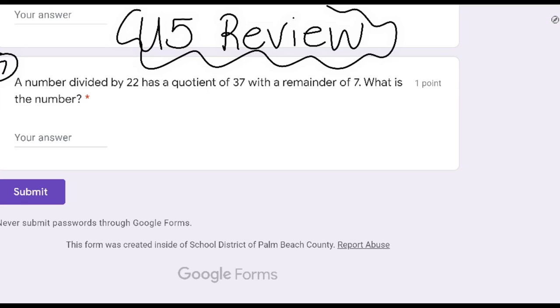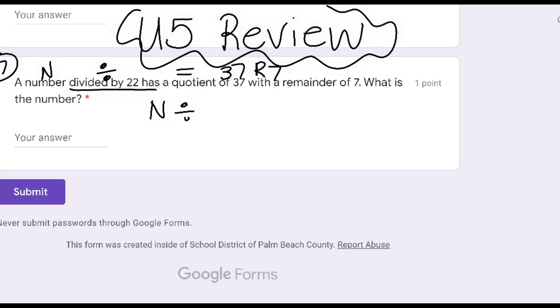All right, last problem that we'll do together: a number divided by 22 has a quotient of 37 with a remainder of 7. What is the number? Okay, so I'm dividing. That obviously means dividing by 22, and then a number. Remember, we like to call it n if it's a number. And then the quotient means equal. 37, remainder 7. All right, let's get to work.